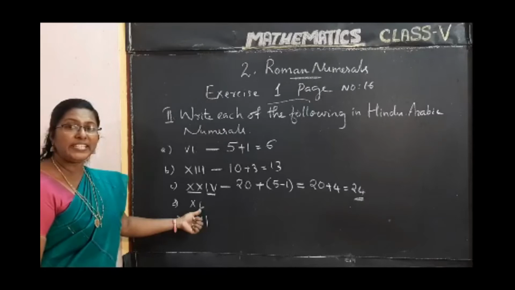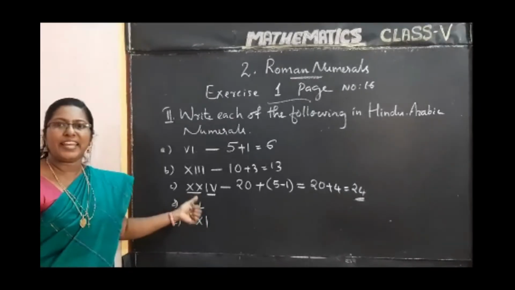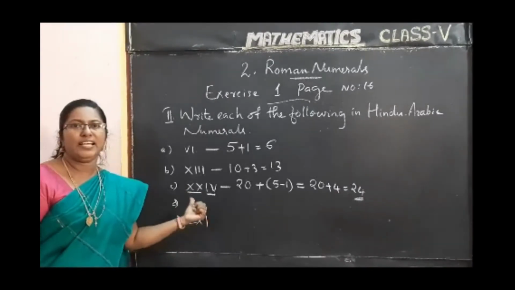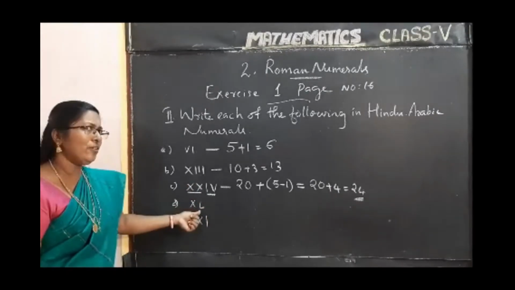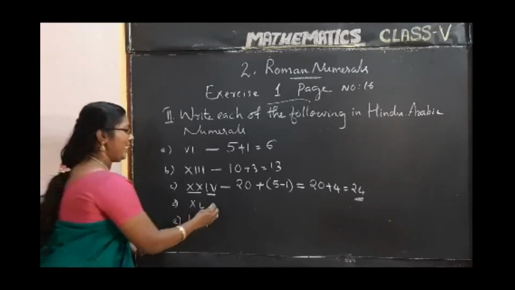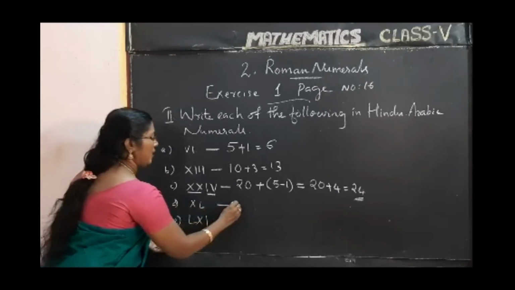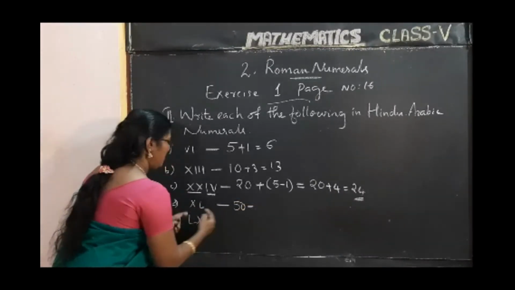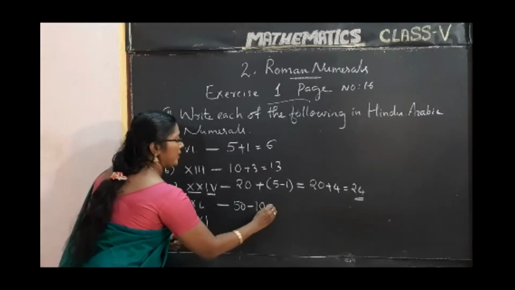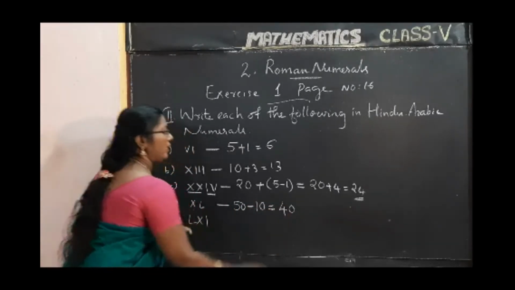Okay, then here XL. L is greater than X, isn't it? L is greater than X. L denotes 50. Here the greater number comes on the right side. Subtraction. Here 50 minus X, which denotes 10. That is equal to 40. Okay.